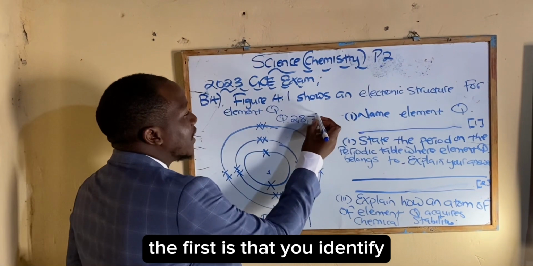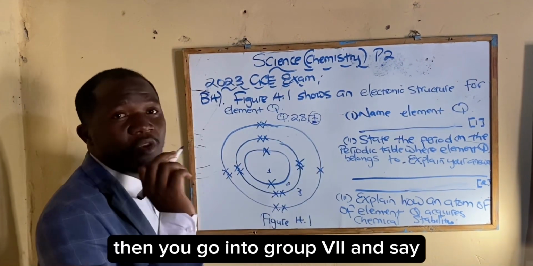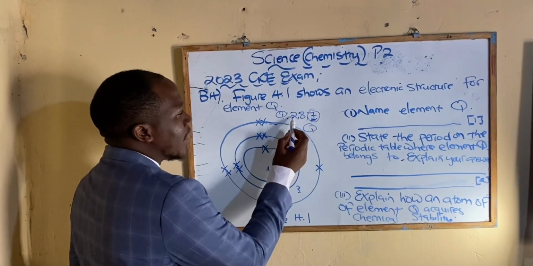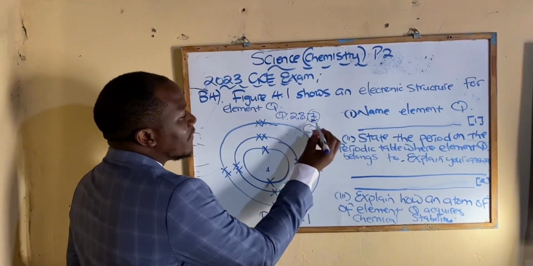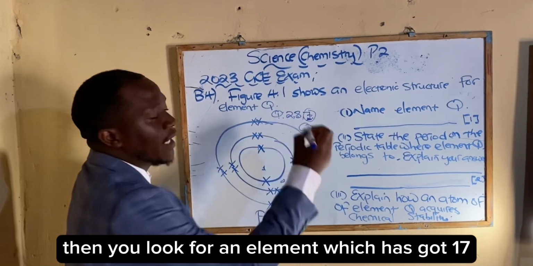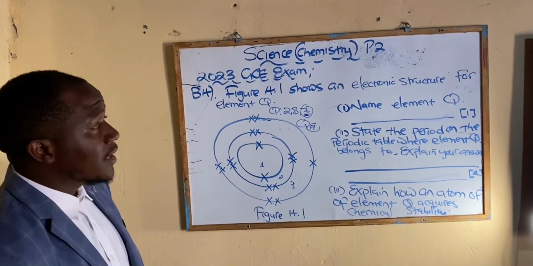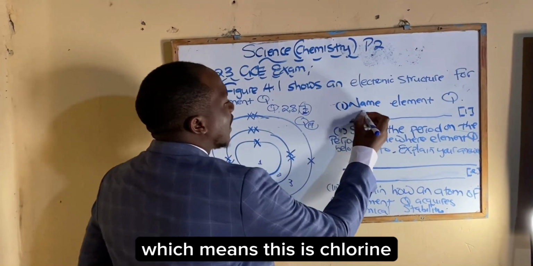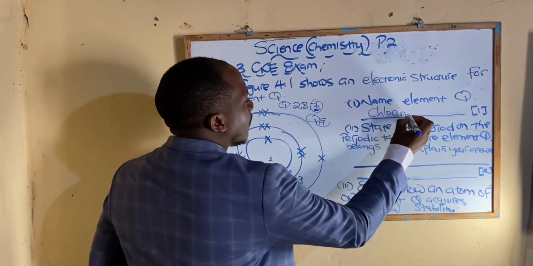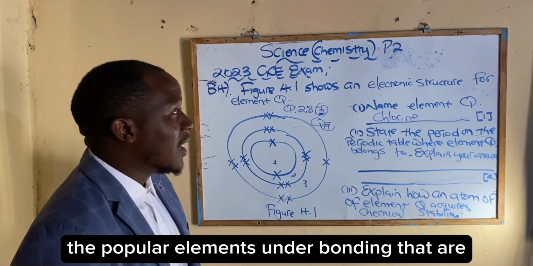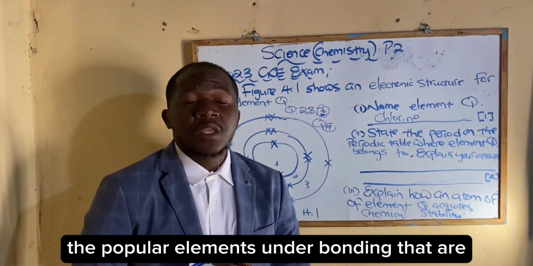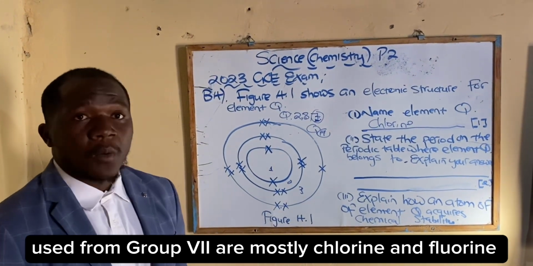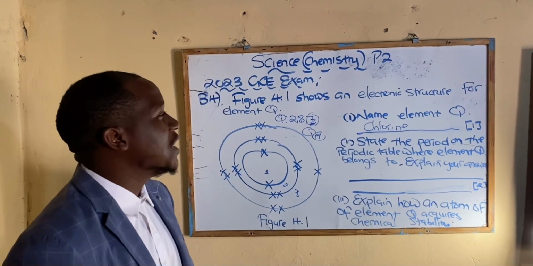The first step is to identify that it's in group 7. Then you go into group 7 and, if this is element Q, you add 2 plus 8, 10, plus 7, 17. Then you look for an element which has got 17 as the bottom number, which means this is chlorine. The popular elements under bonding that are used from group 7 are mostly chlorine and fluorine. So name element Q: chlorine.